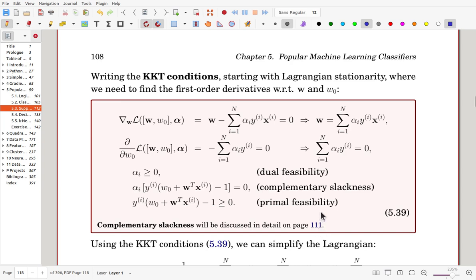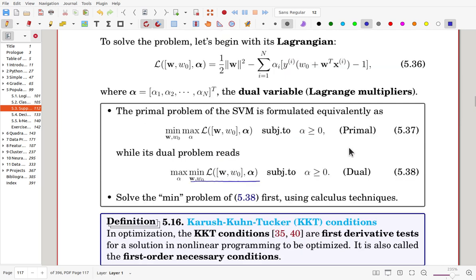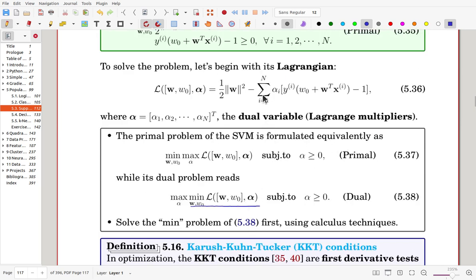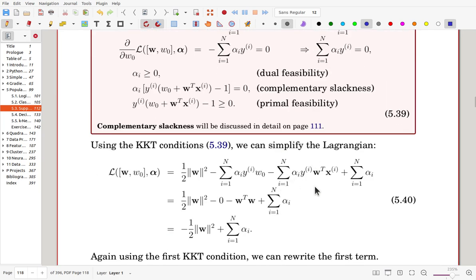Now let's see the Lagrangian. This is the original Lagrangian. We defined the Lagrangian in this way, but now sigma can be applied term by term. Then that term will be alpha i yi W0, the next term will be alpha i W transpose xi, and the last term will be minus minus, so plus the summation of alpha i. So that is exactly the original Lagrangian.